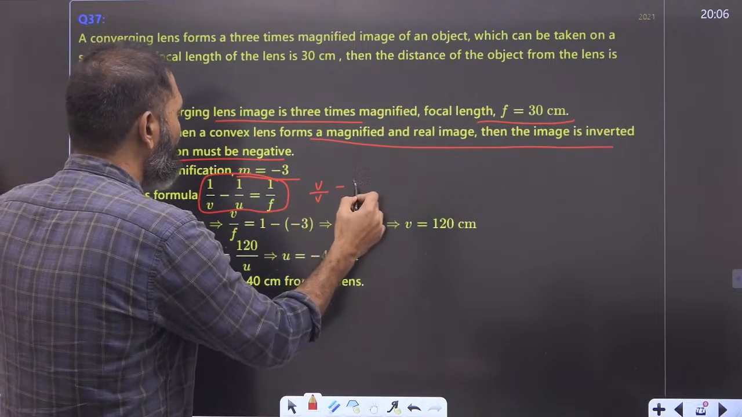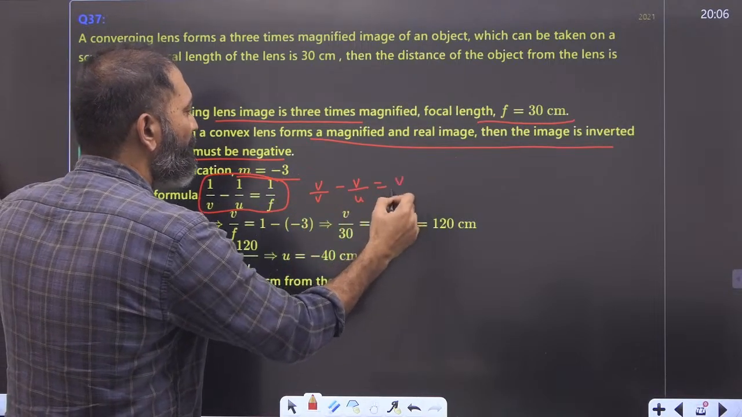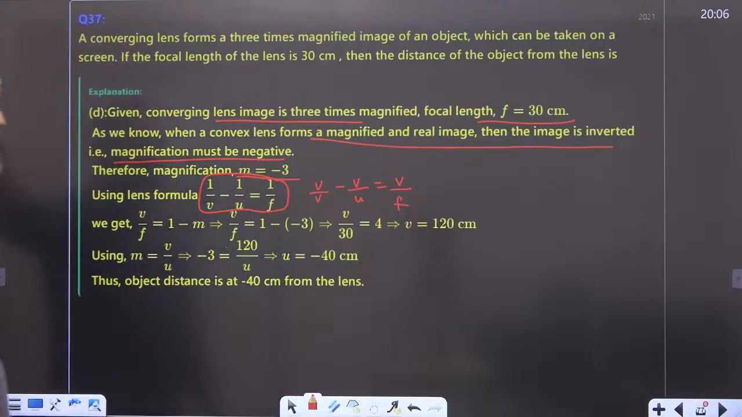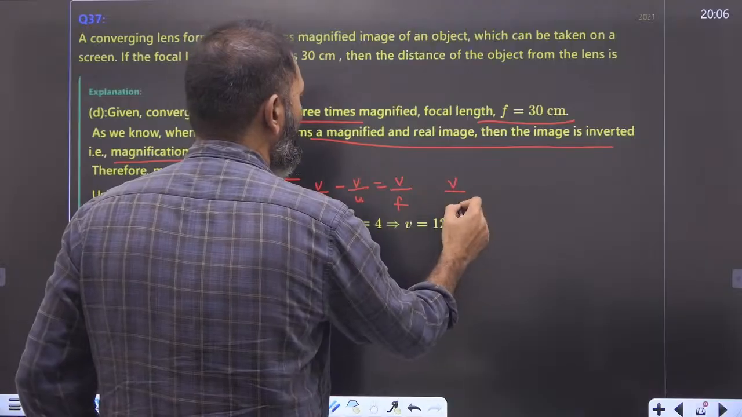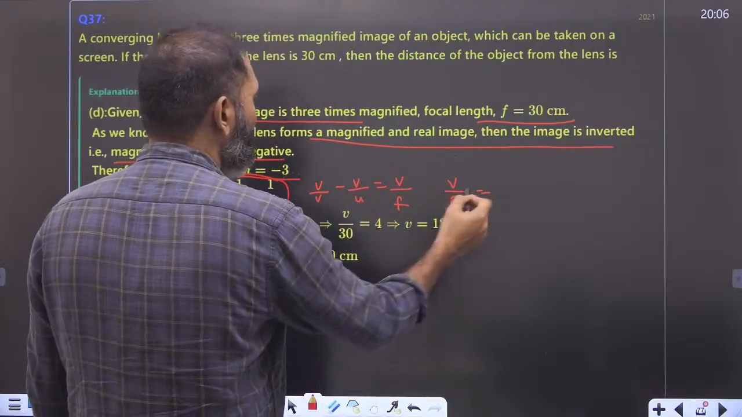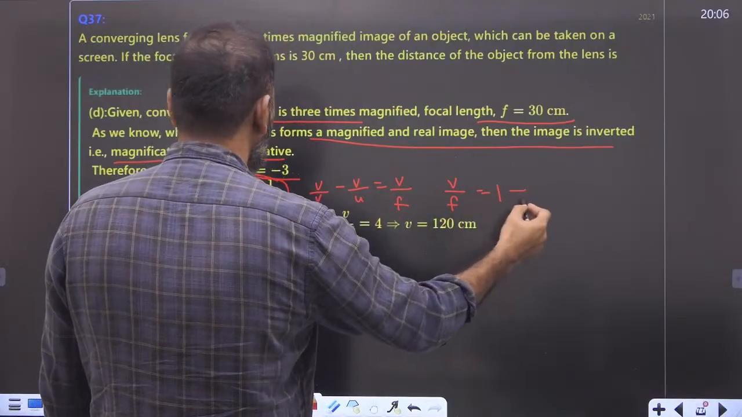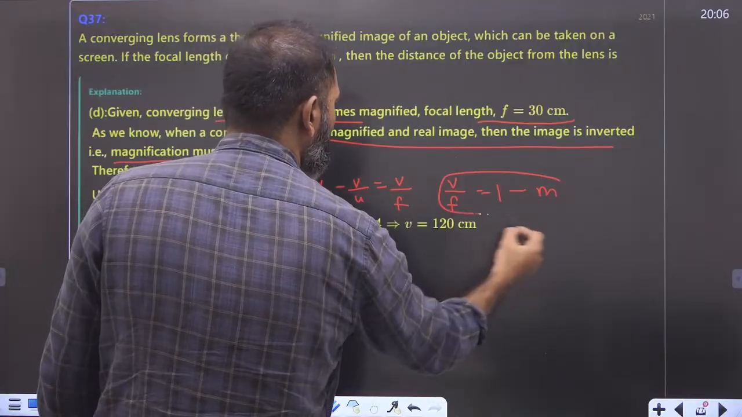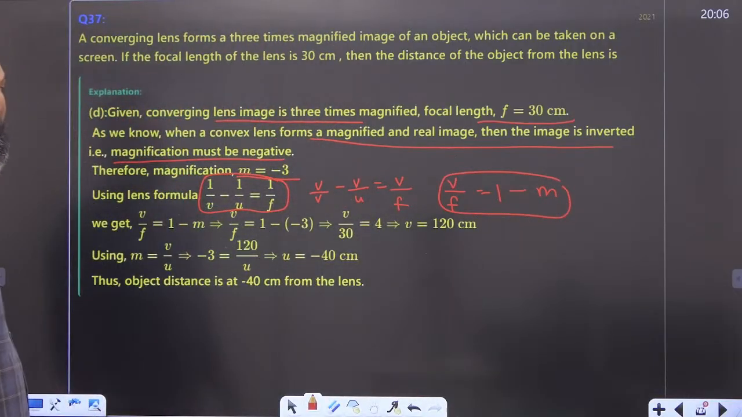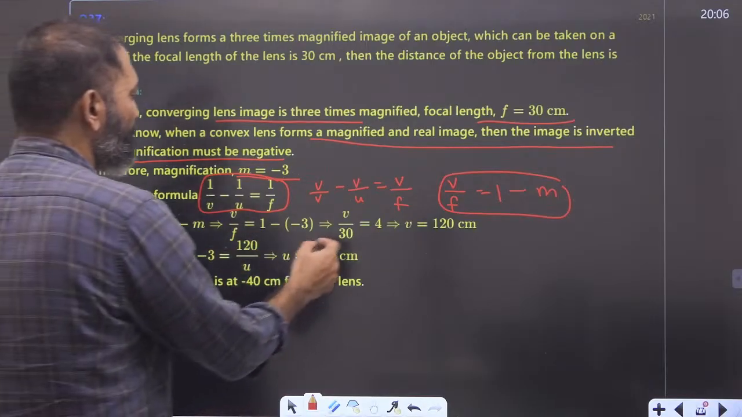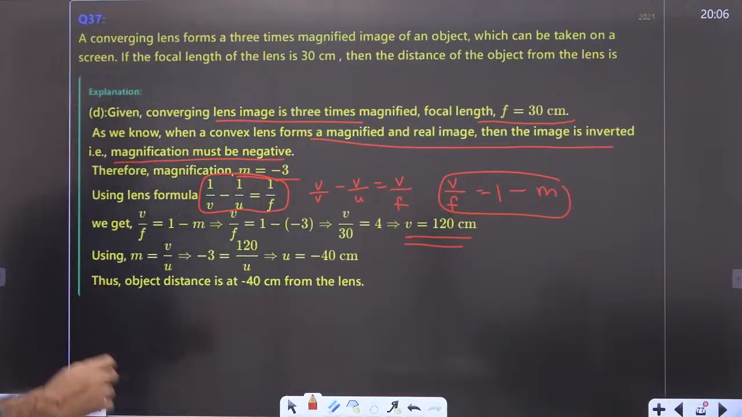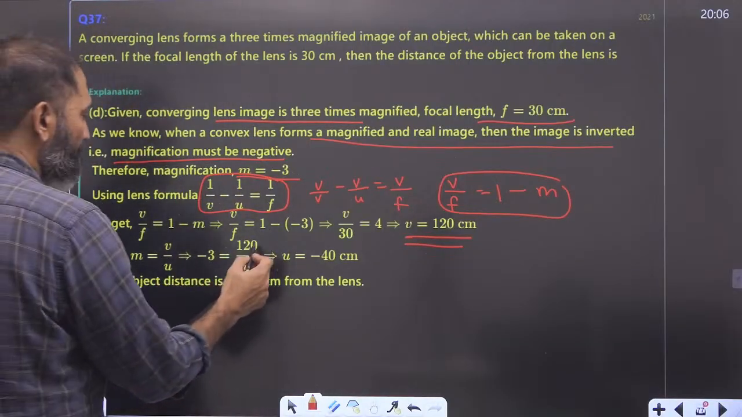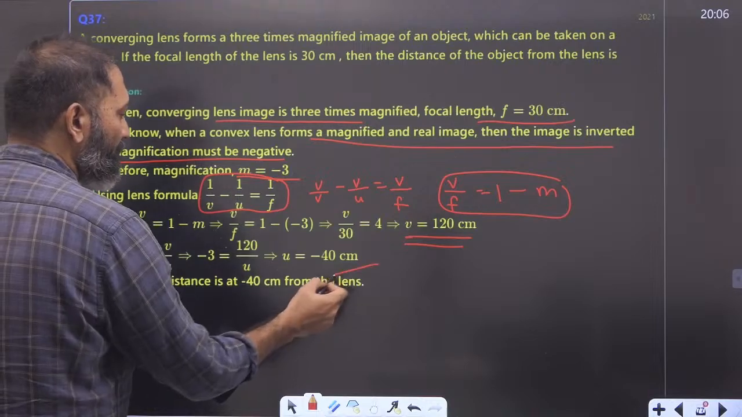v by v minus v by u is equal to v by f അല്ലേ? അപ്പോൾ v by f is equal to, v by v 1 ആണ്, മൈനസ് v by u മാഗ്നിഫിക്കേഷൻ ആണ്. അങ്ങനെയാണ് ഈ ഇക്വേഷൻ കിട്ടിയത്. അപ്പോൾ v by f is equal to 1 minus m, മാഗ്നിഫിക്കേഷൻ -3 ആണ്. അപ്പോൾ v by 30 equal to 4, v equal to 120 സെന്റിമീറ്റർ. m equal to v by u, അപ്പോൾ -3 equal to 120 by u, u equal to -40.